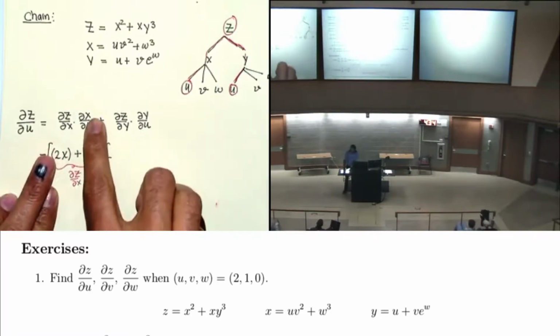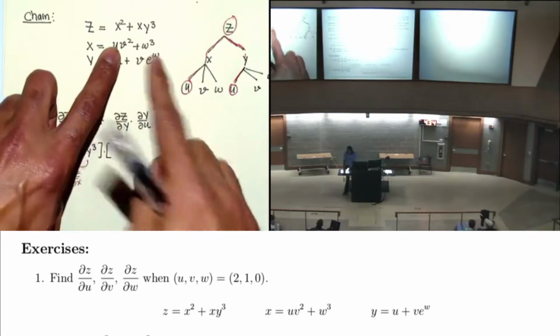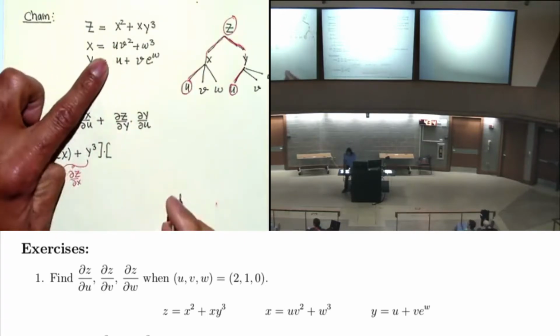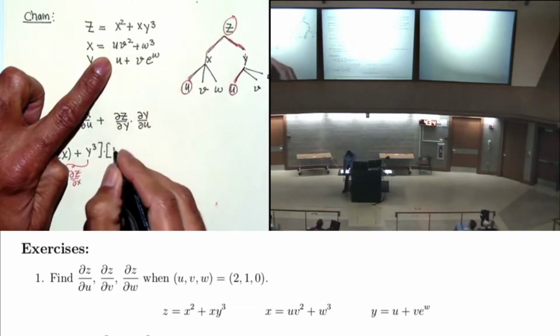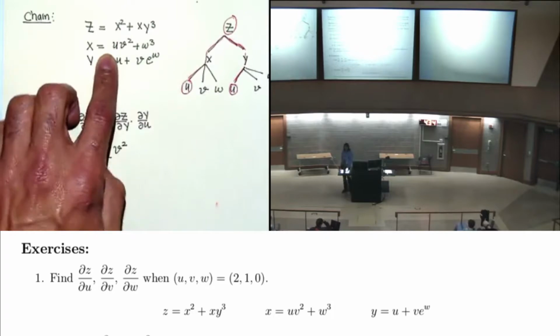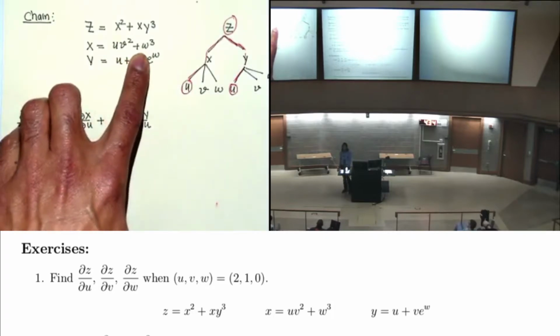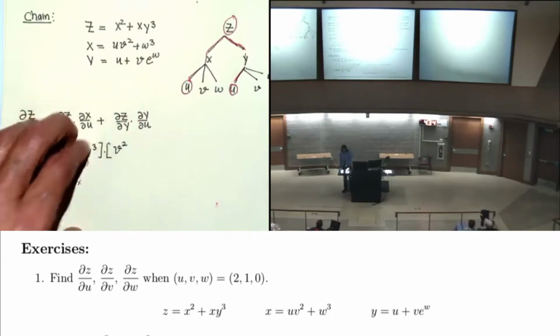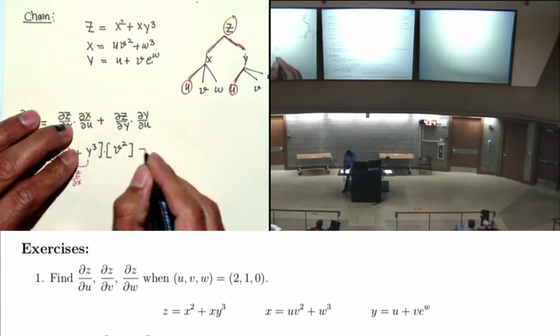Now, next is the derivative of x with respect to u. So here v and w are both constants. I'm going to differentiate with respect to u. If I differentiate with respect to u, this is going to be v squared plus the derivative of w cubed with respect to u, which is going to be 0, because w is a constant here. So this closes this one.